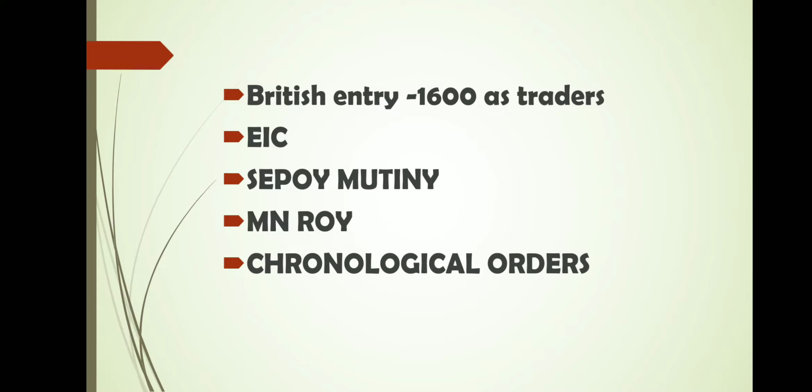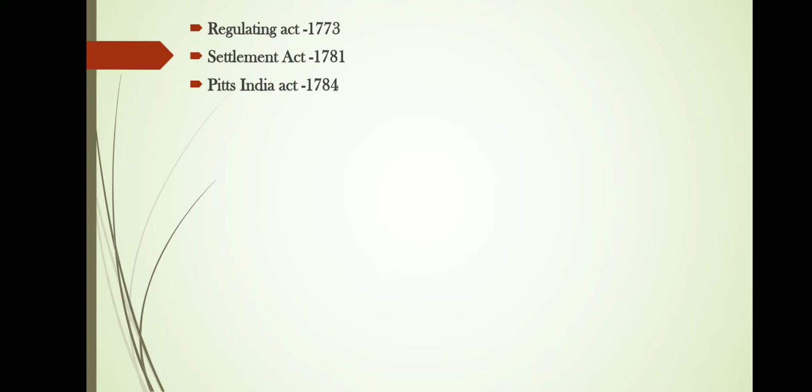In chronological order, these are the acts passed by the British in India. The first one is the Regulating Act of 1773. Settlement Act of 1781, which is not so important. Next, Pitt's India Act of 1784. Charter Act 1813, Charter Act 1833, Charter Act 1853. The gap between these acts is 20 years, so that is one trick to use.